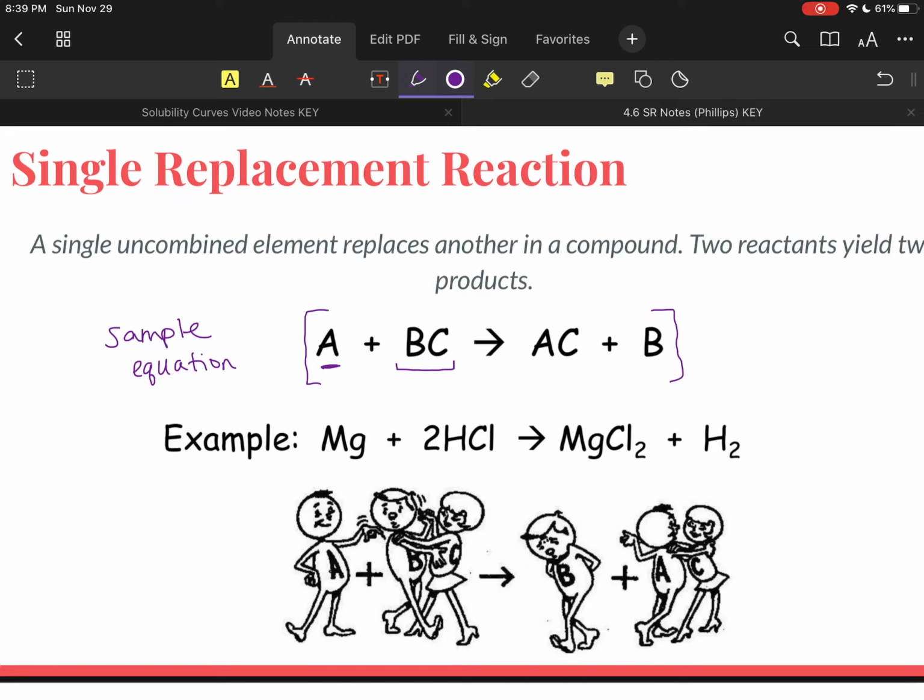And what happens is this single element is going to kind of bump one of these elements out of our compound and replace it. So it's called a single replacement reaction because you have a single element that's replacing something else in a compound. Here you have a picture. It's kind of like dancing partners. Partner A jumps in and bumps out person B. So now B is left alone and A and C are dancing together.